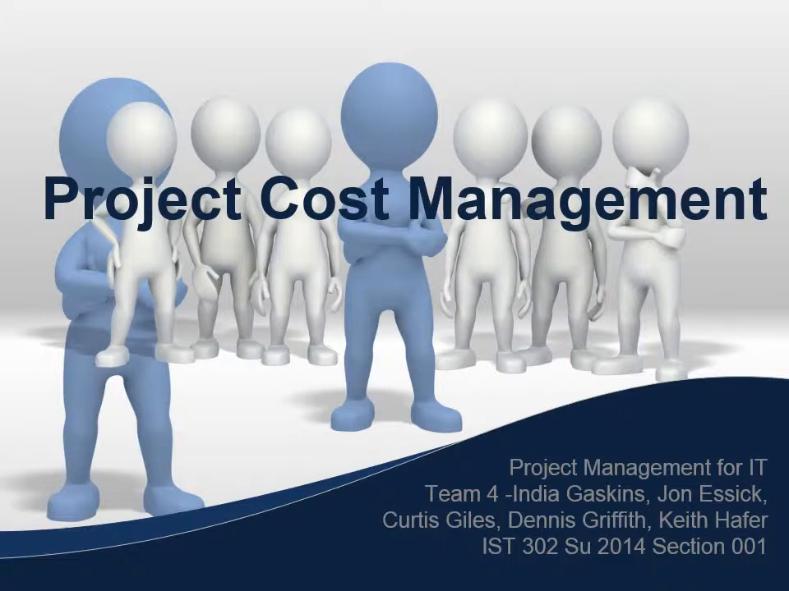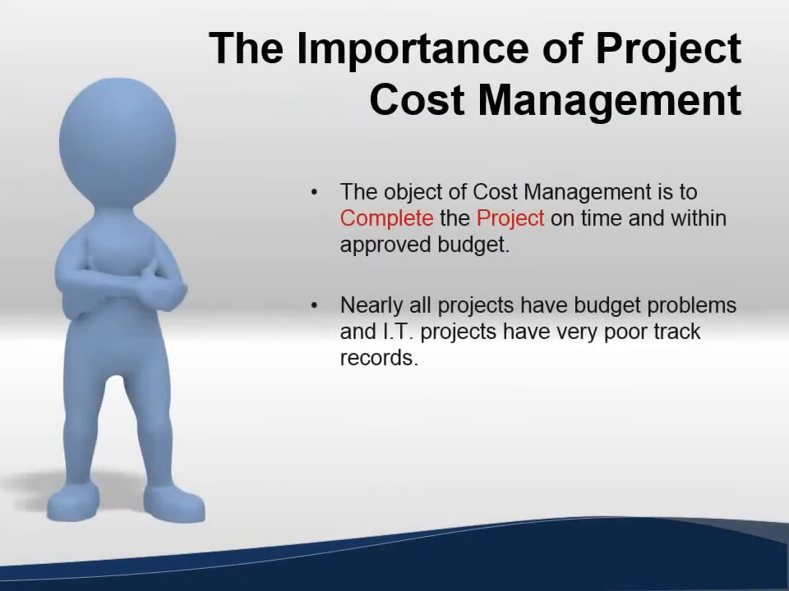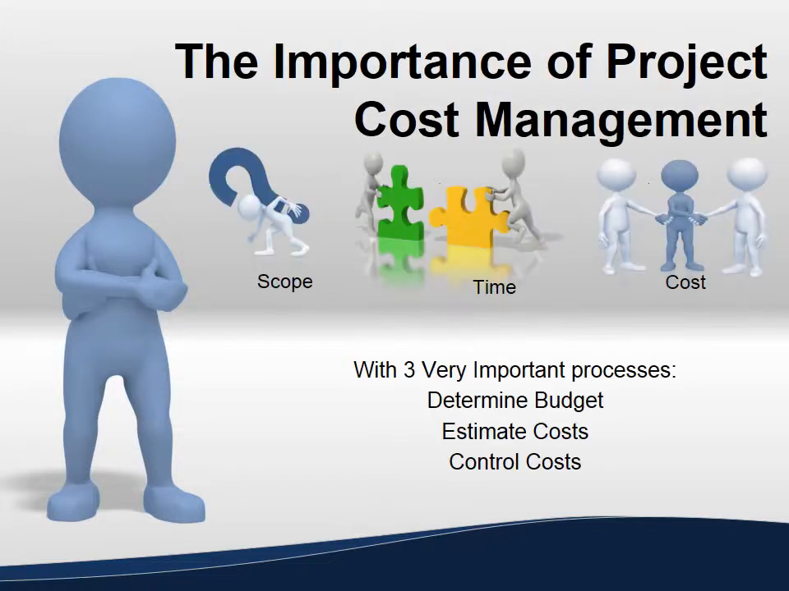Project cost management. The objective of cost management is to complete the project on time and within approved budget. Nearly all projects have budget problems, and IT projects have a very poor track record. There are three main processes when it comes to project cost management: determining budget, estimating costs, and controlling costs.